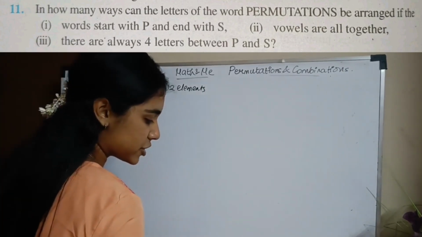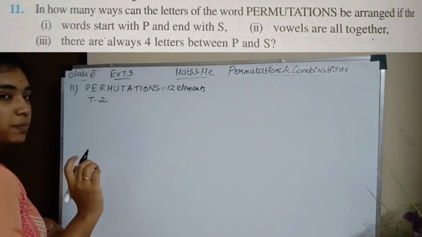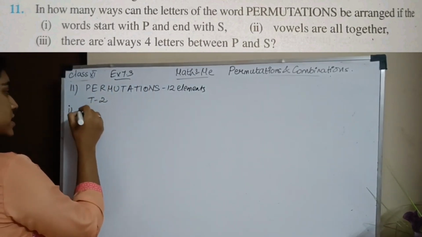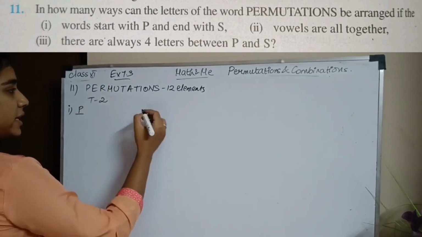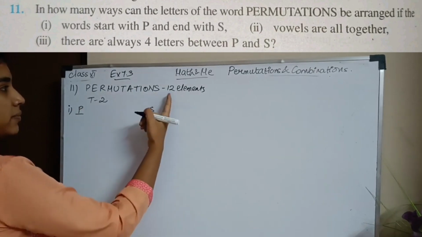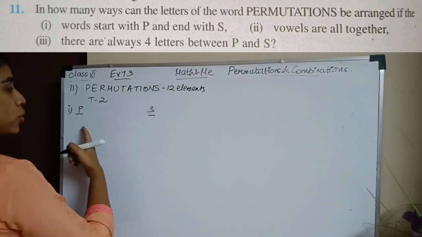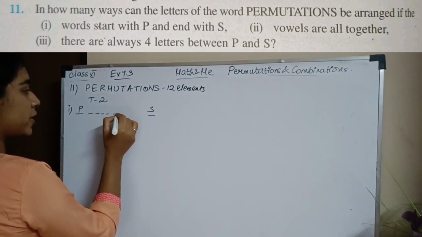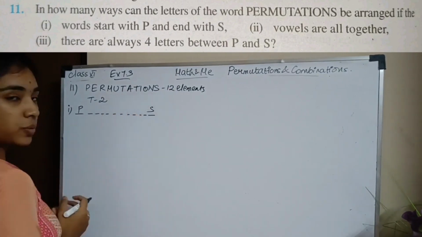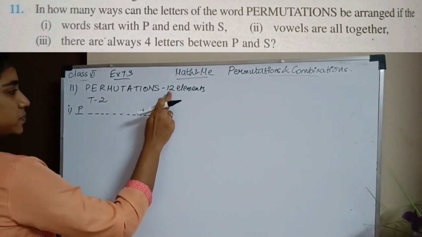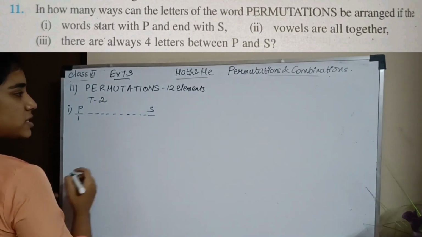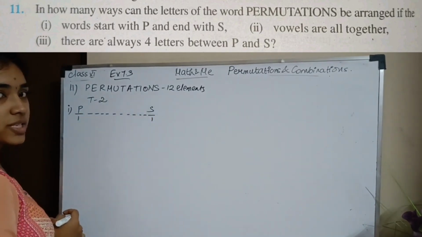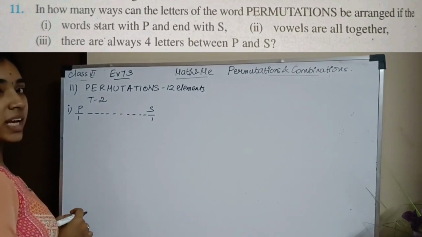What is my first subsection? The word starts with P and ends with S. So first it starts with P and it ends with S. In between, I have 10 elements. I have 12 in total. I have 10 elements in between. 1, 2, 3, 4, 5, 6, 7, 8, 9, 10. Okay. So basically, first place only one choice. Next place I only have one choice. The remaining places, I have 10 elements that is left.